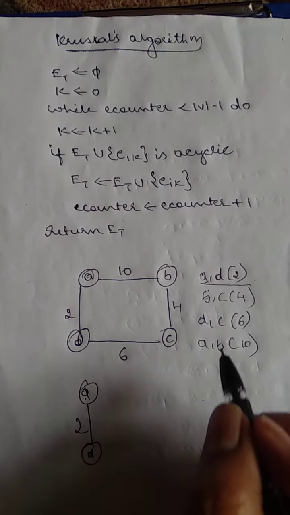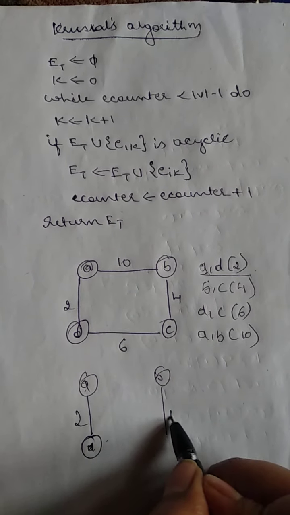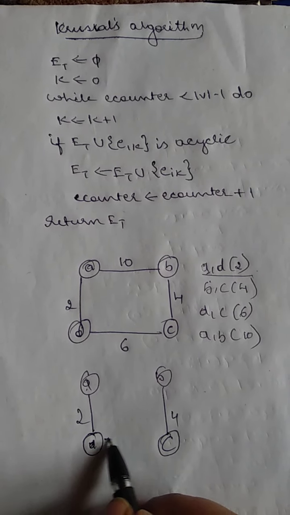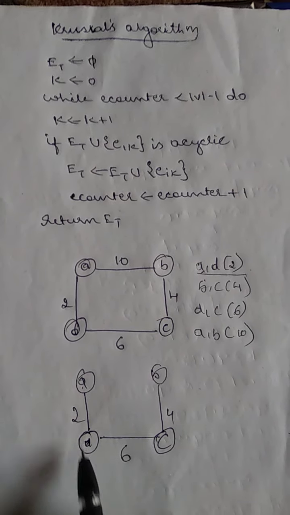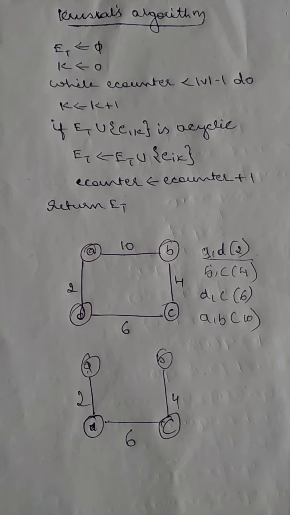Next, which is minimum? B to C. Next, which is minimum? D to C. See, this is the minimum spanning tree. This is how we do it with Kruskal's algorithm.